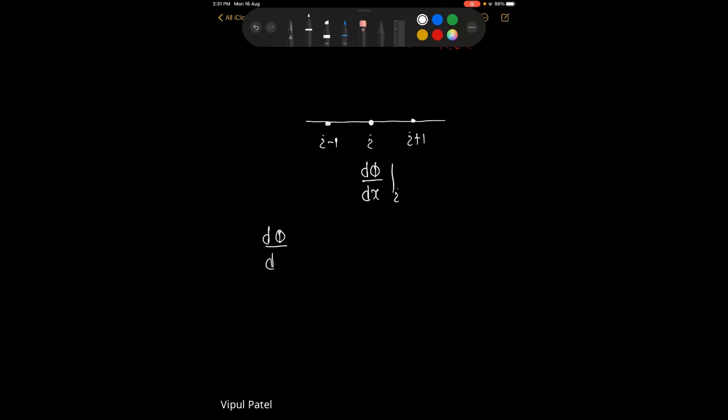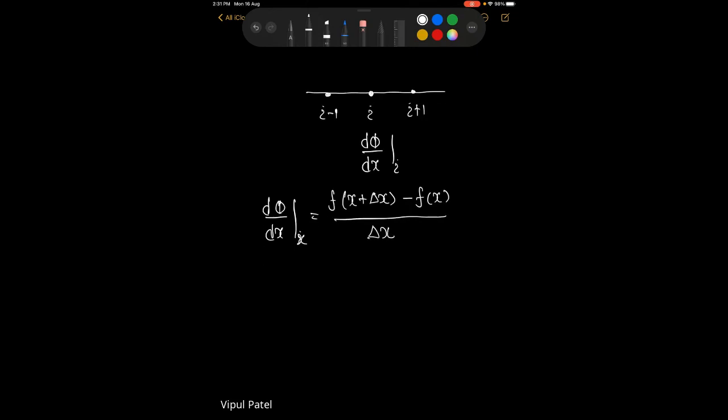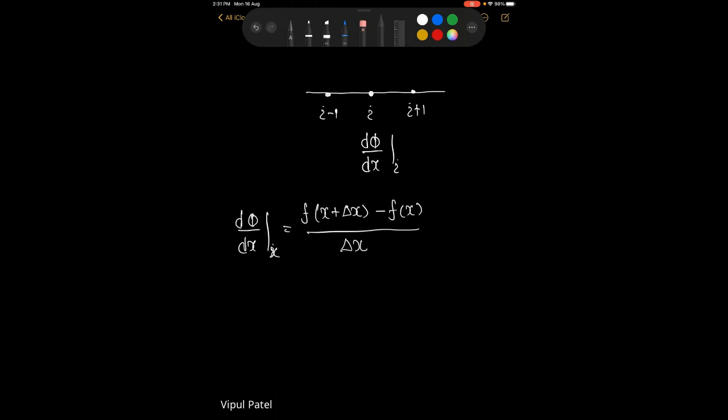So d phi by dx at I, or you can say at x, is f of x plus delta x minus f of x divided by delta x. This was the first equation which we derived in our discussion. When I write d phi by dx in this formulation, I am considering these two nodes, I and I plus 1.